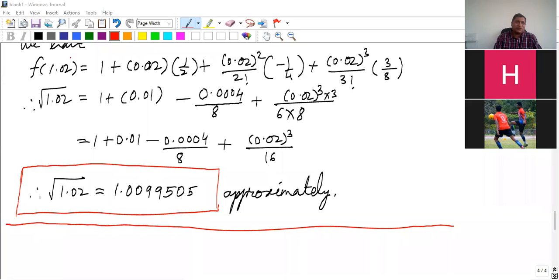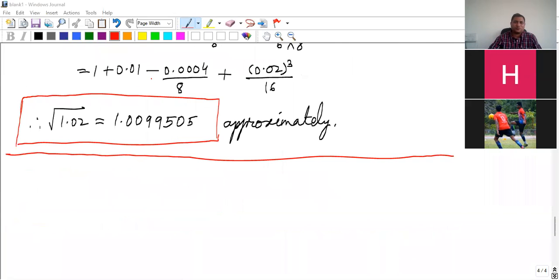As somebody asked whether we use only this or go for another one, let us go for another function. Further example.